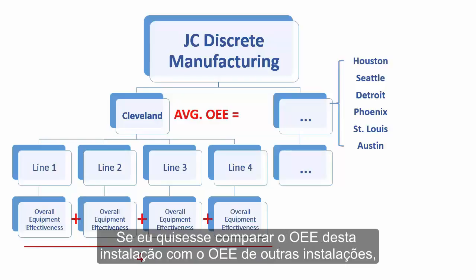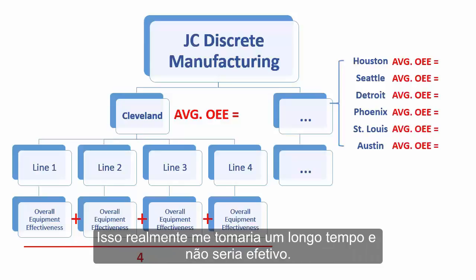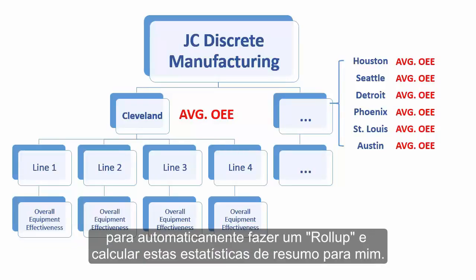that data. If I wanted to compare this facility's OEE to another facility's OEE, I had to manually aggregate this information for the other facilities. This really took a long time and was not that effective. However, I can use AF and asset-based analytics to automatically roll up and calculate the summary statistics for me.